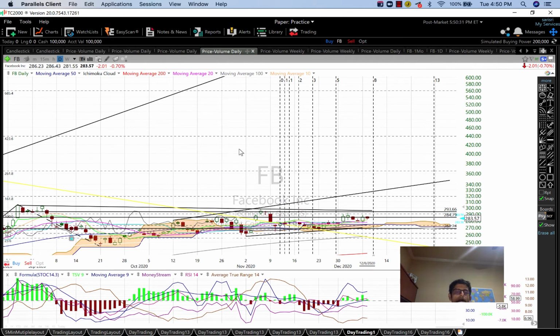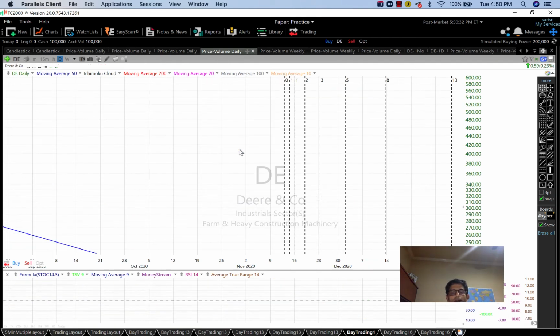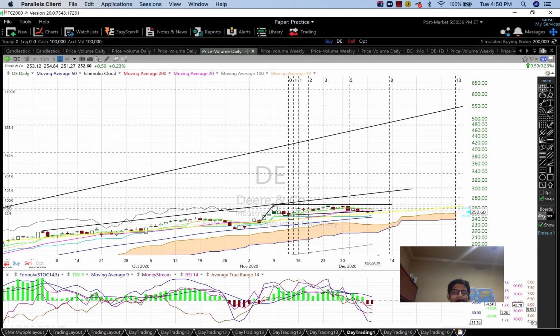Then the second one is DE, which is Deere. Deere has been acting a little bit strange. Basically, it is looking to go to this level.